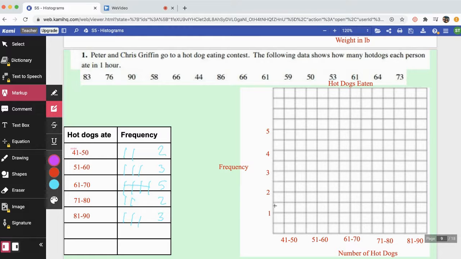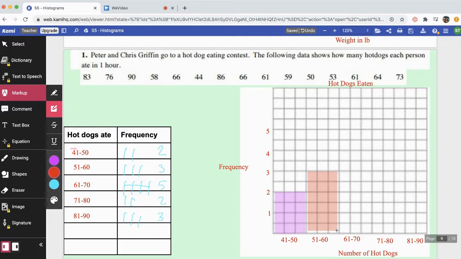So in the 41 to 50 range, there were only 2 people who ate 41 to 50 hot dogs. In the 51 to 60 range, there were 3 people who ate that. Whoops, I think I meant to do 3 of these. Okay, so there were 3 people who did that, so 1 more.